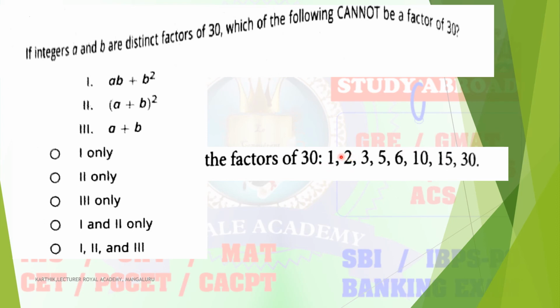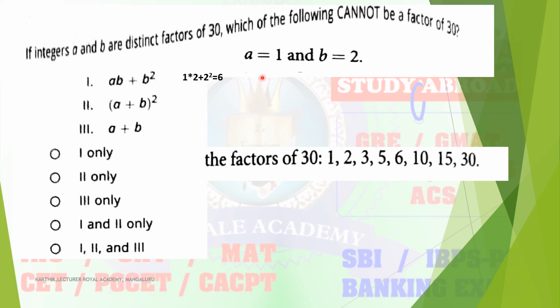But A and B should not be the same, because they mention different values. A and B should be different factors of 30. So I will choose A as 1 as well as B as 2. These are two factors of 30 only. A as 1 and B as 2. Next, the first one, just substitute into this expression.